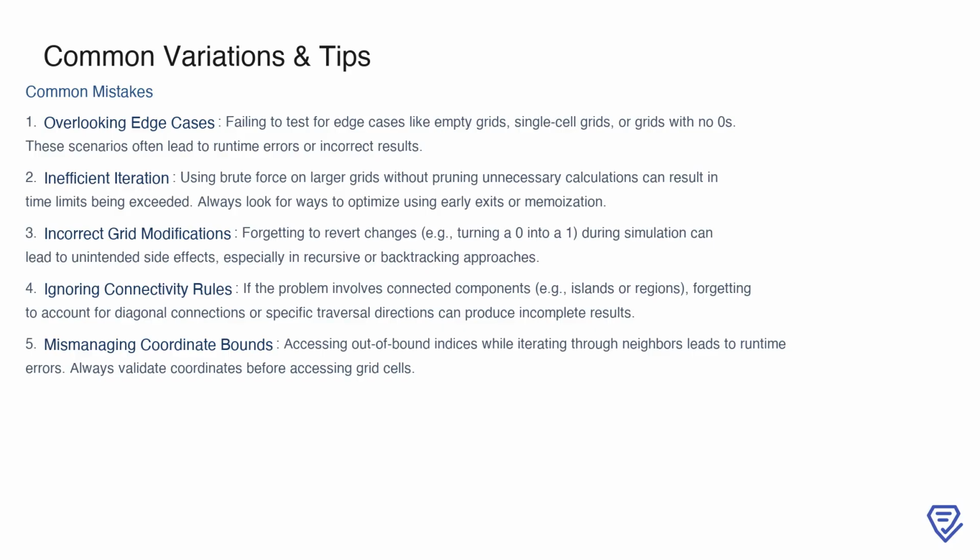Next, be careful with grid modifications. If you're flipping a 0 to a 1 as part of your simulation, forgetting to revert those changes can cause unintended side effects, particularly in recursive or backtracking solutions. Additionally, it's crucial to respect connectivity rules. If the problem depends on connected components like islands, ensure you're accounting for the correct traversal directions, whether diagonal connections are allowed or not. Lastly, mismanaging coordinate bounds is another common issue. Accessing out-of-bound indices while iterating through neighbors can crash your program, so always validate coordinates before accessing the grid. Paying attention to these details will save you a lot of debugging time.